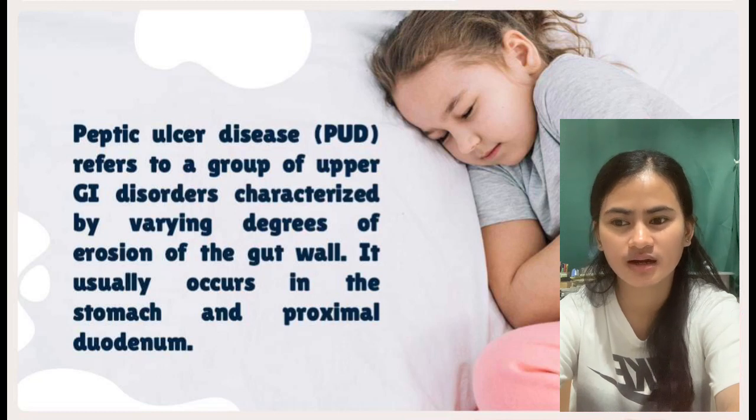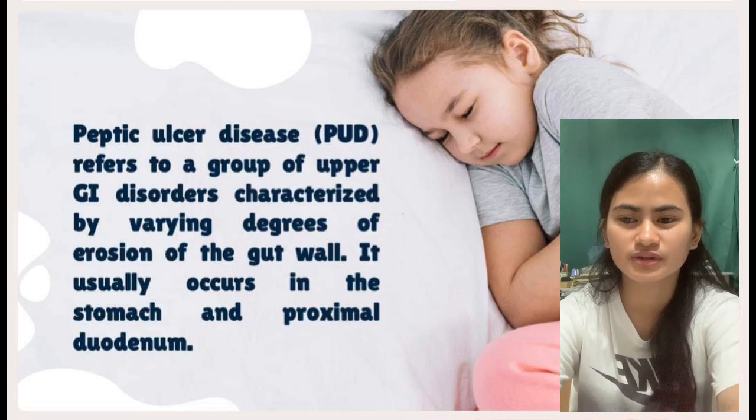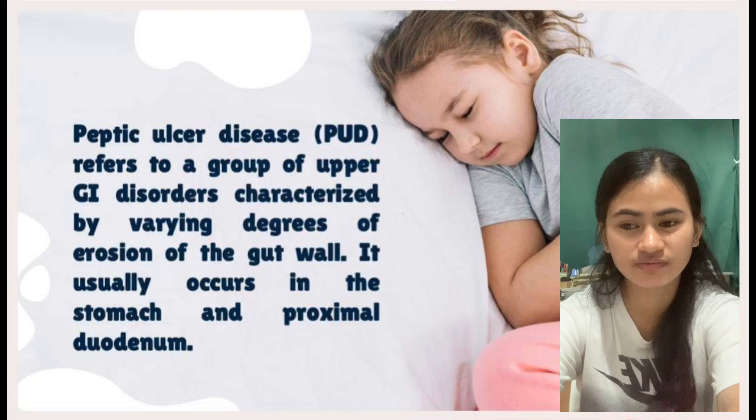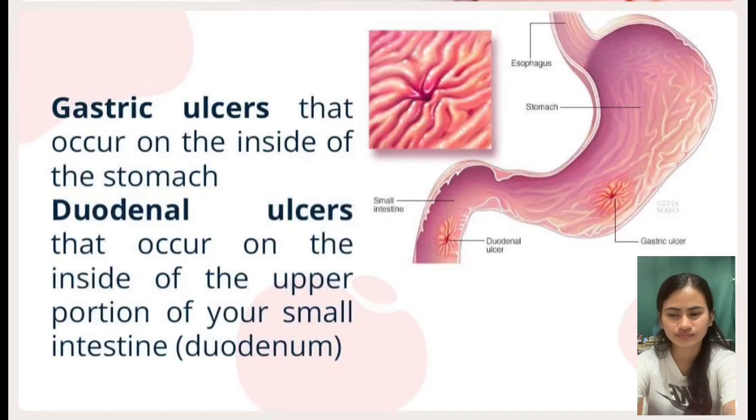So what is the peptic ulcer disease? The peptic ulcer disease or the PUD refers to a group of upper GI disorders characterized by varying degrees of erosion of the gut wall, which usually occurs in the stomach and proximal duodenum. The ulcers which occur inside the stomach are called gastric ulcers. On the other hand, the ulcers which occur inside the upper portion of the small intestine or the duodenum are called duodenal ulcers.